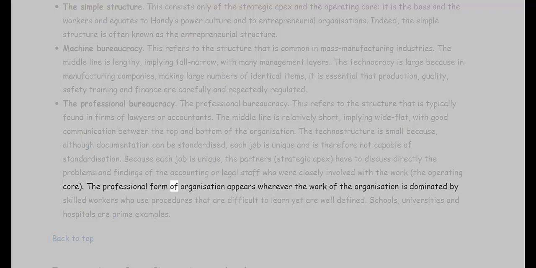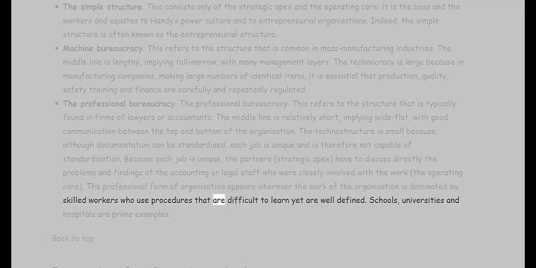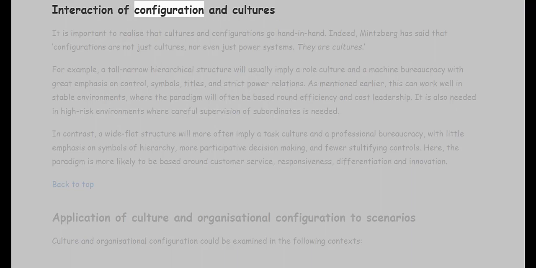The professional form of organization appears wherever the work of the organization is dominated by skilled workers who use procedures that are difficult to learn yet are well defined. Schools, universities, and hospitals are prime examples. Action of configuration and cultures.